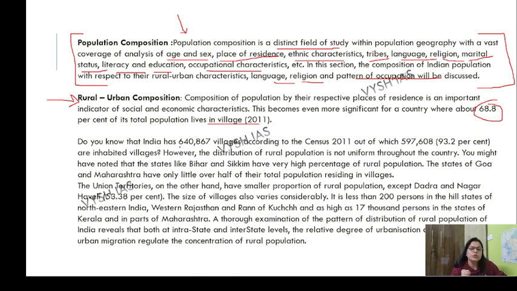Do you know that India has 6,40,867 villages according to the Census 2011? This will change accordingly. Do not mug up this fact, but if you want to mention it somewhere, just mention it with Census 2011. If you go to the states of Goa and Maharashtra, almost half of the total population resides in urban areas. And you just do one thing: in whichever state you live, see which district has the highest urban population and which districts have the lowest urban population.